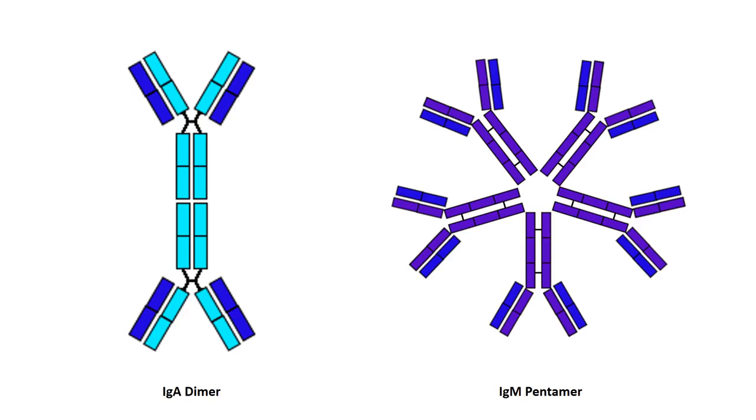Here is the IgA dimer that can pass through the mucosal surfaces. It can be found in the respiratory, digestive, and urogenital tracts. It is an important defensive antibody covering the outside of our epithelial surfaces.